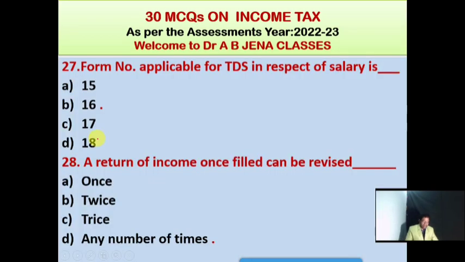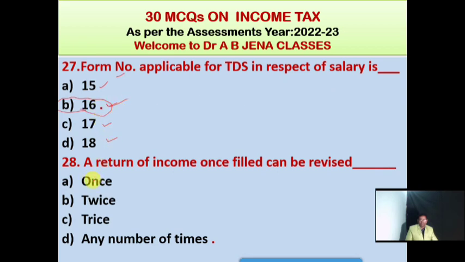So next one, MCQ: form number. Which form number is applicable for TDS in respect of salary? Option A, form number 15, option B, form number 16, option C, form number 17, D, form number 18. So the right option is B. Form number 16 is applicable for TDS in the case of salary.